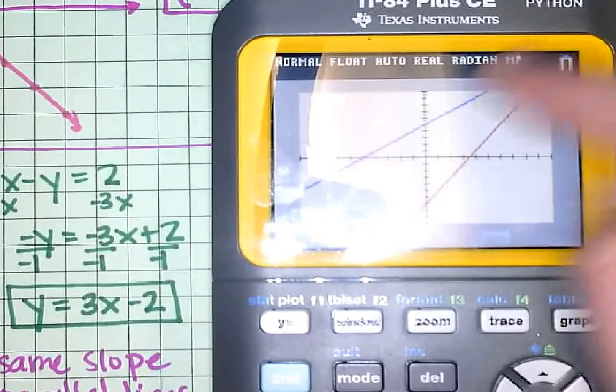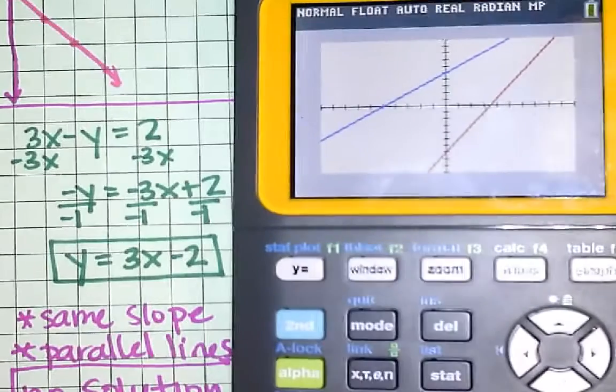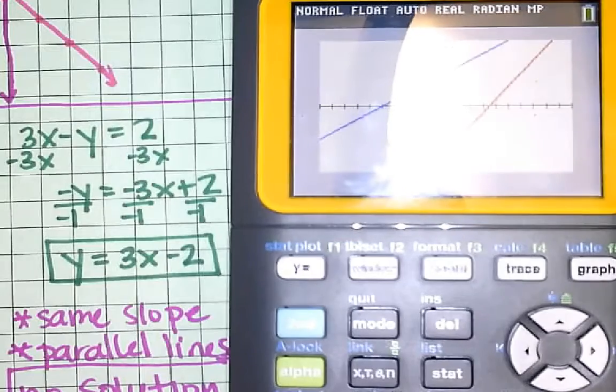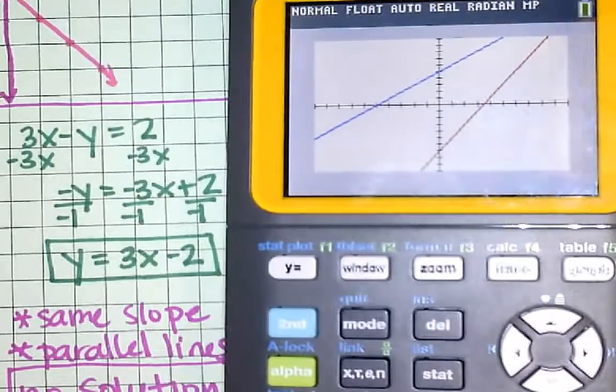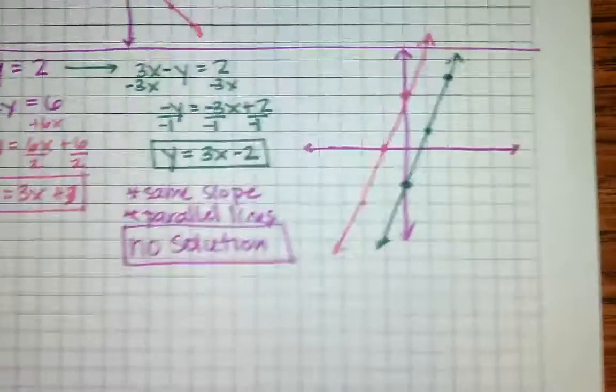It's just off the screen. Does that make sense, guys? That does have the solution. We just can't see it. Are you guys okay with that? So you can do that little zoom out, and you can actually see where the solution is. All right, we're going to do one more example of graphing by hand.